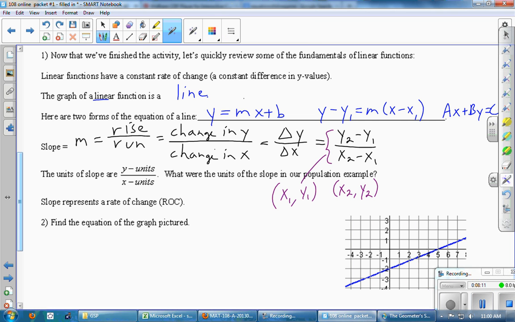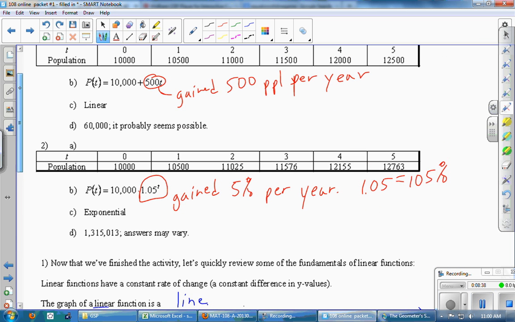Okay, continuing on. The units of slope are y units over x units. What were the units of the slope in our population example? Okay, so let's think about the population example again. So it's supposed to be y units over x units. All right, so the y is the dependent variable. So we got the y units on top and the x units on the bottom. But we didn't really have those two letters, did we? What letters did we have in our population example?